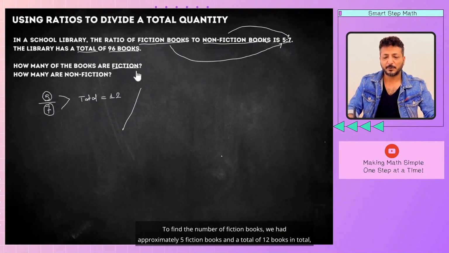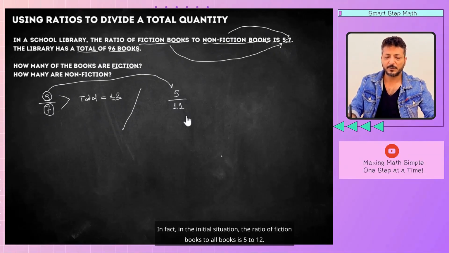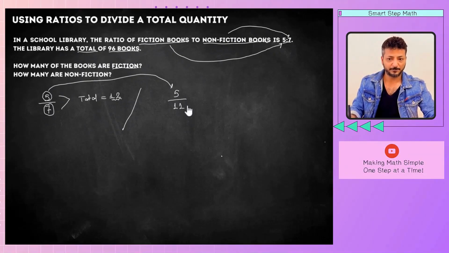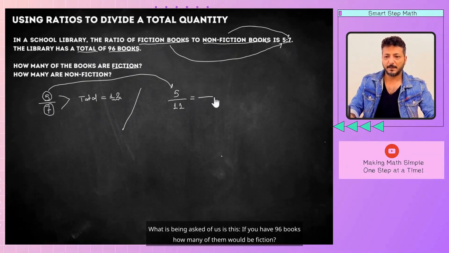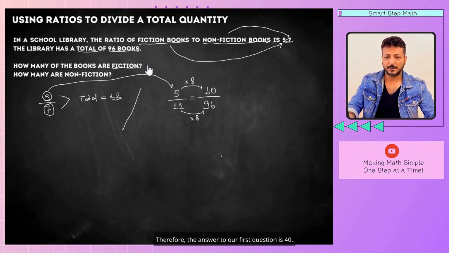To find the number of fiction books, we had 5 fiction books and a total of 12 books altogether. In fact, in the initial situation, the ratio of fiction books to all books is 5 to 12. What is being asked of us is this. If you have 96 books, how many of them would be fiction? Since 12 times 8 is 96, we would have as many fiction books as 5 times 8, that is 40. Therefore, the answer to our first question is 40.